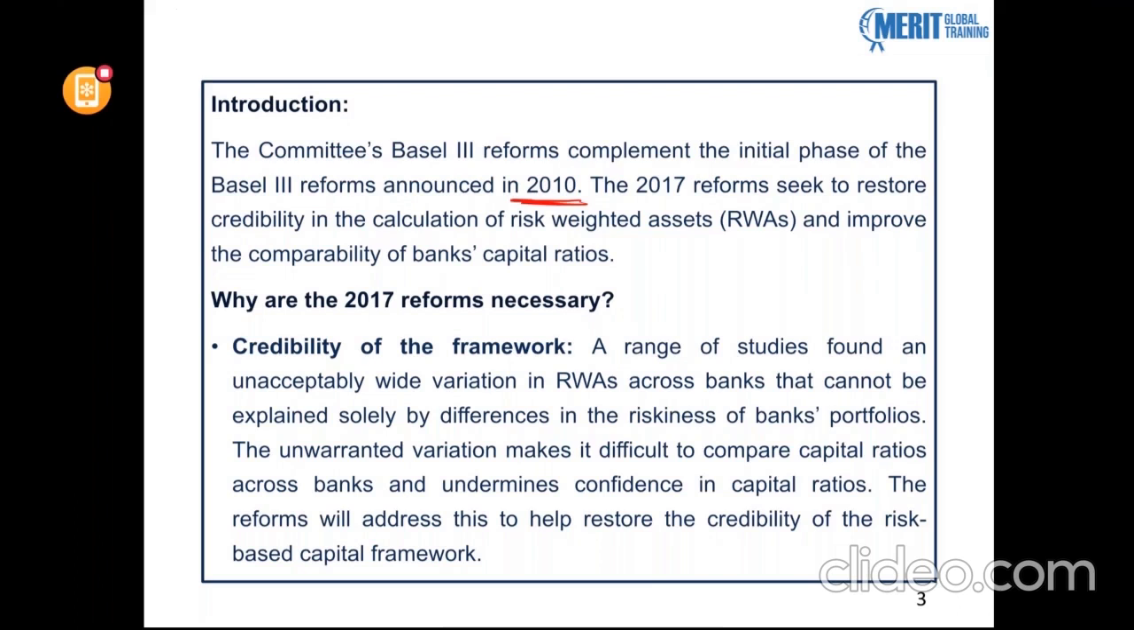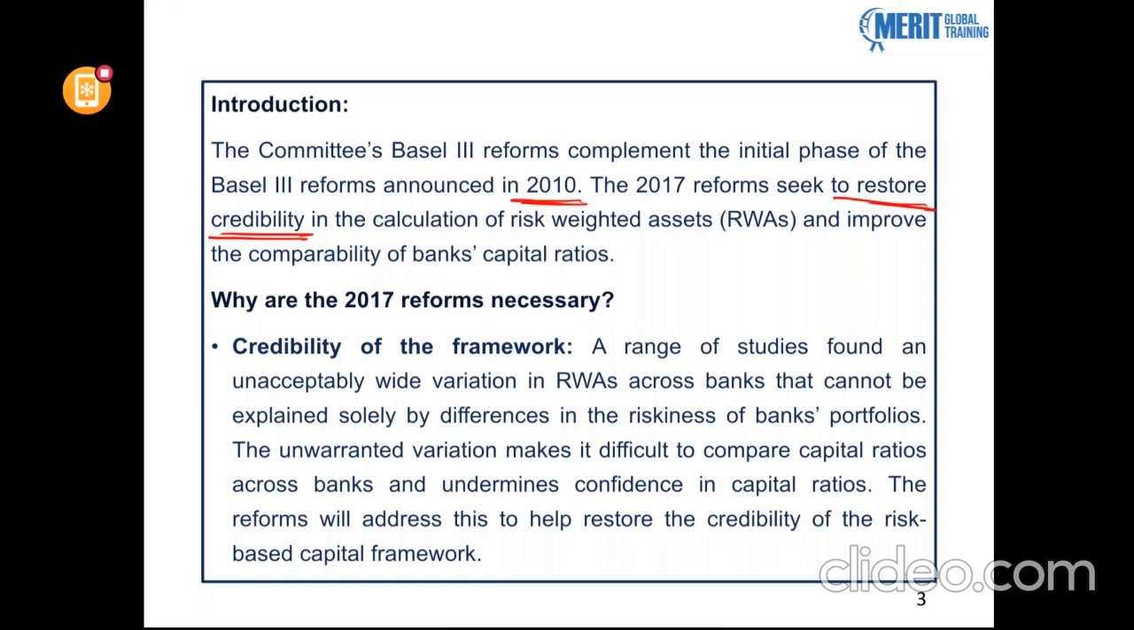But as a result of Basel III, it did not actually cover the areas of RWA calculations. Basel III only focused on capital composition. So these Basel III reforms complement the 2010 Basel III requirements. The 2017 reform seeks to restore credibility. That's the idea. We want to restore credibility because, as I said earlier on, the majority of the financial institutions during the 2008 financial crisis actually met the capital requirement, okay, but they still went under. They still had these issues, and a majority of them had to be bailed out by the government. So that means that there is no credibility in a way.